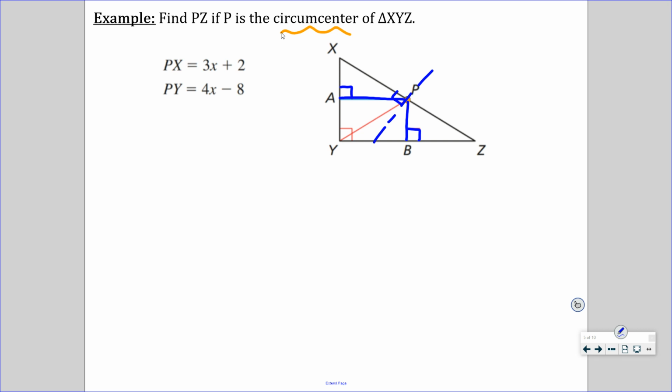All right, so what that means is that it splits all of these in half. So here, when they tell me that PX is 3x plus 2, you can label this 3x plus 2 if you want, but we know it splits it in half. All right, here's what else I know. This is a fun problem. PY, which is not a perpendicular bisector, it's a distance from the circumcenter to the vertex, in this case Y. That distance is 4x minus 8.